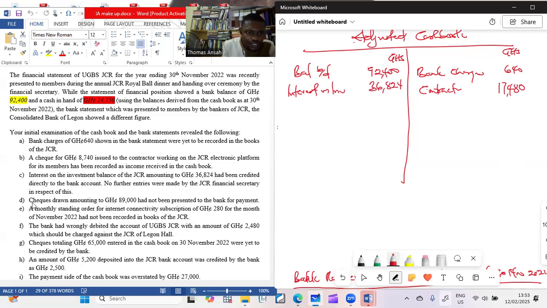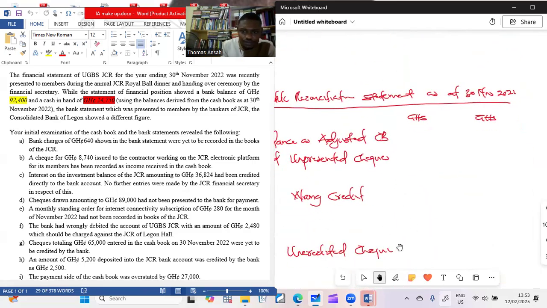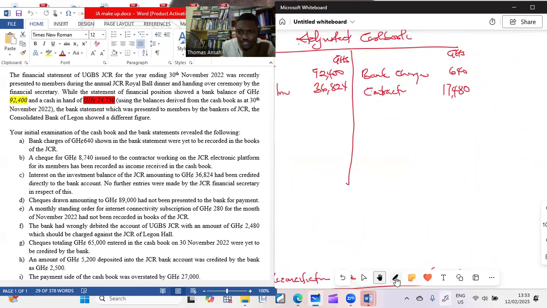The next thing, checks amounting to 89,000 have not been presented to the bank for payment. So we drew the check, but it hasn't been presented. So unpresented checks, how much do we have? The first one we have here is 89,000. That is it. Again, a monthly standing order. So it's per month. This month has not been done. So straight away you go and slot it in. It's a monthly standing order of 280. We are doing this bank reconciliation for 1 month, so only that standing order, 280.